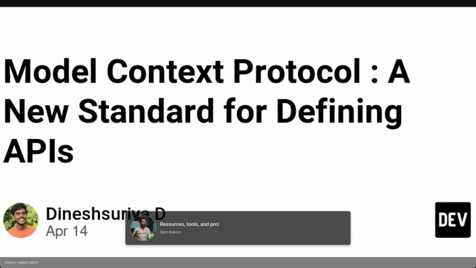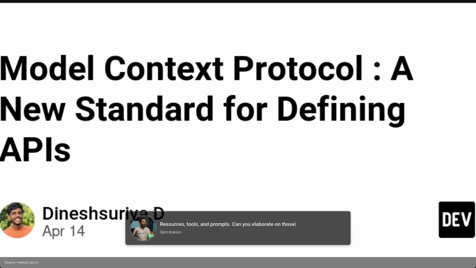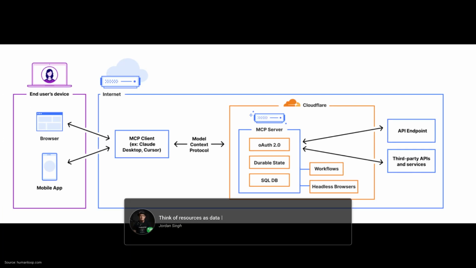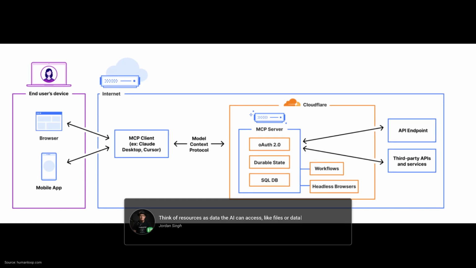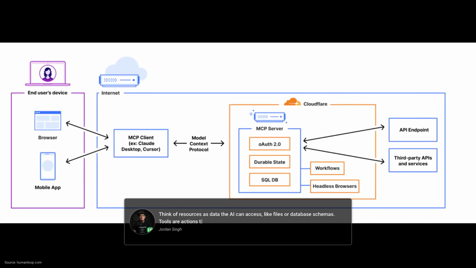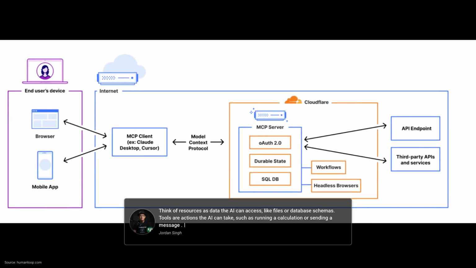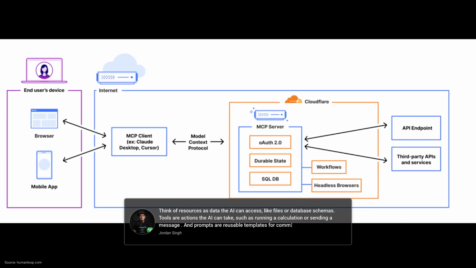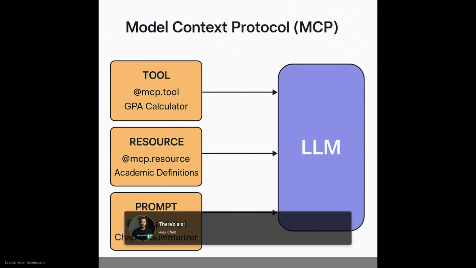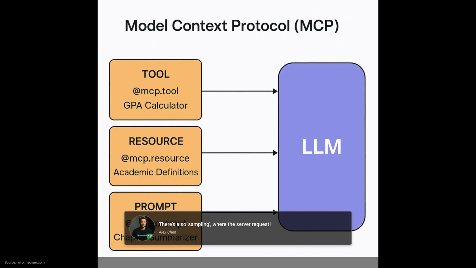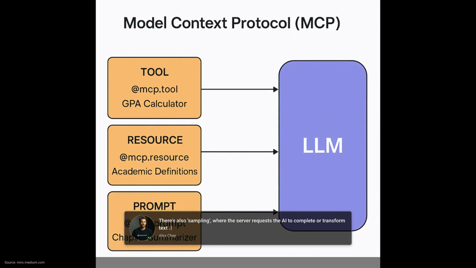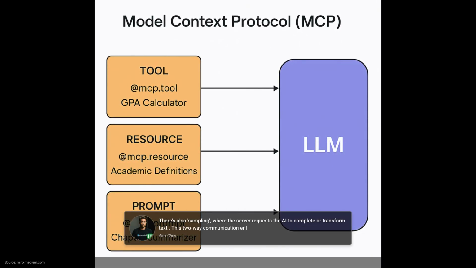Resources, tools, and prompts. Can you elaborate on those, Jordan? Think of resources as data the AI can access, like files or database schemas. Tools are actions the AI can take, such as running a calculation or sending a message. And prompts are reusable templates for common interactions. There's also sampling, where the server requests the AI to complete or transform text. This two-way communication enables more dynamic interactions.